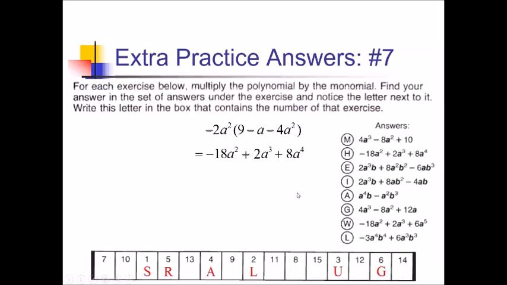Looking for all of this, we've got all of that in choice H right here. So that's going to go in box number 7, back at the beginning.